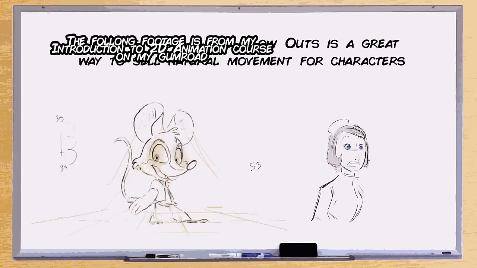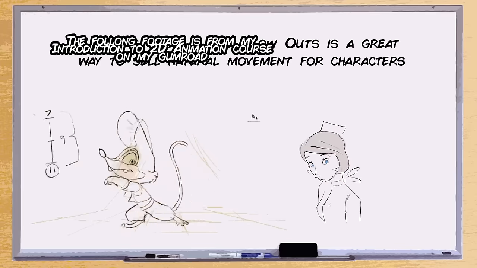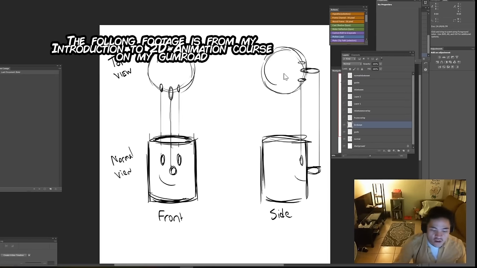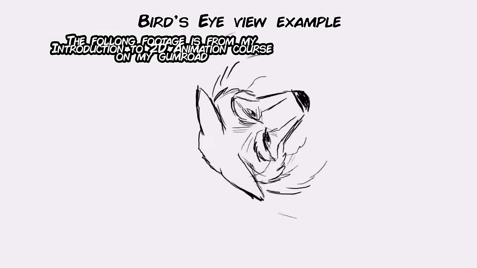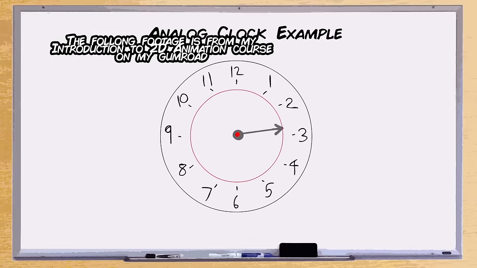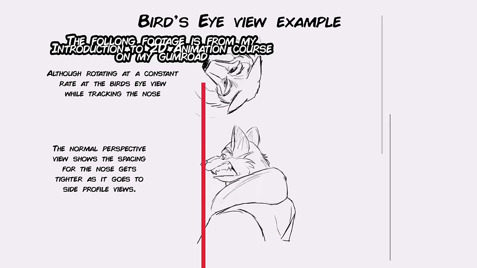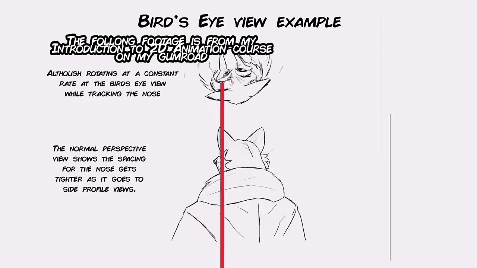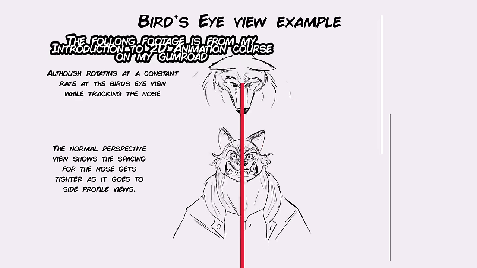But how does this relate to solid drawing? Well, imagine having a character's head rotate around just right in front of you. And let's say this character has a big nose or a big snout. If we were to switch to a top-down point of view, then that character's head would rotate as if it was looking like a clock. Now, if we were to switch to our normal view and track the nose, for example, while tracking the clock view, you'll notice the nose has a slow in and slow out from our point of view. But in the clock view, it's a constant ongoing speed.